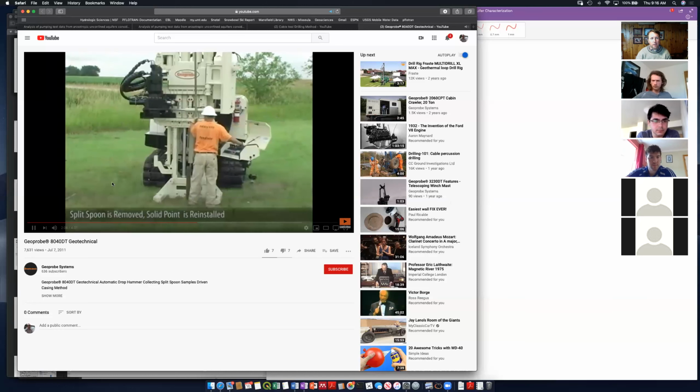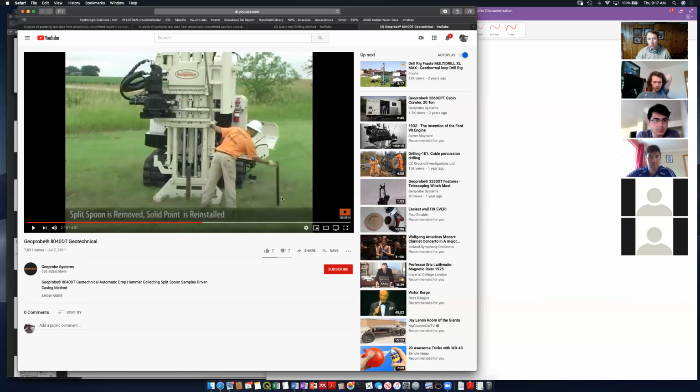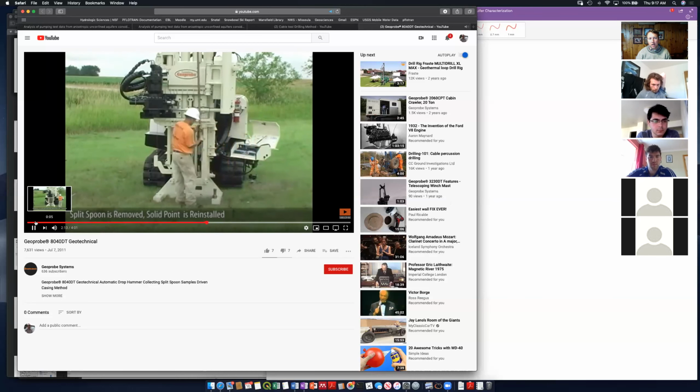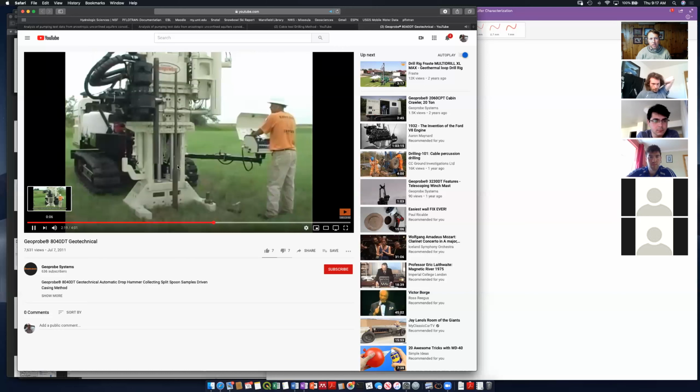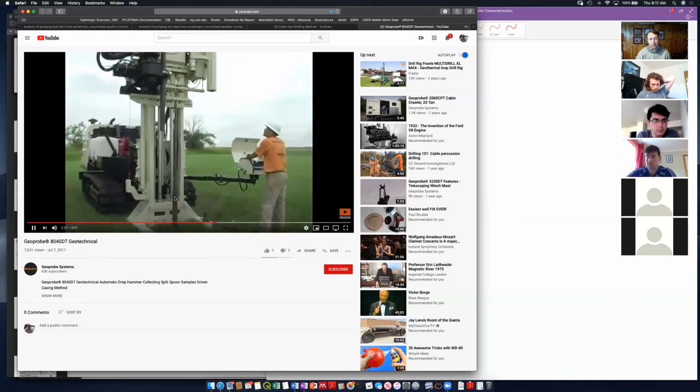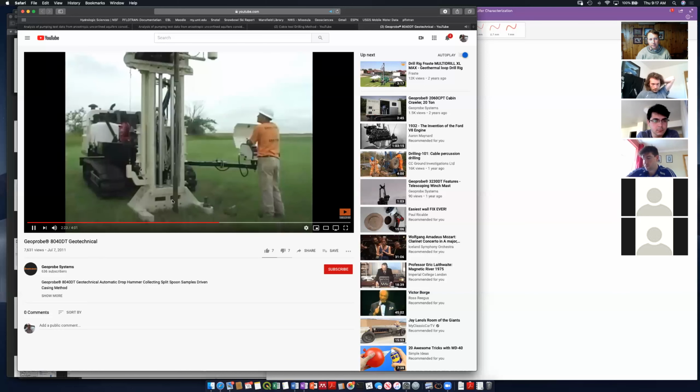All right, so he's removed the core. All right, this tube now, that tube holds intact core of our substrate. And then he's going to put the metal point back on and re-advance casing. So he's got to put another section of casing on.